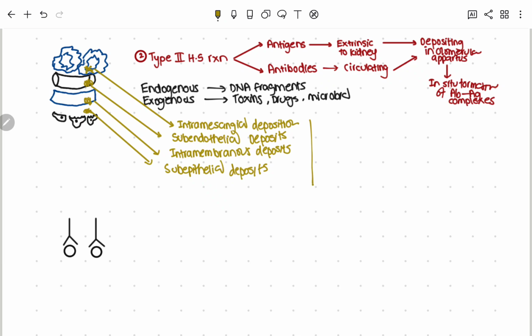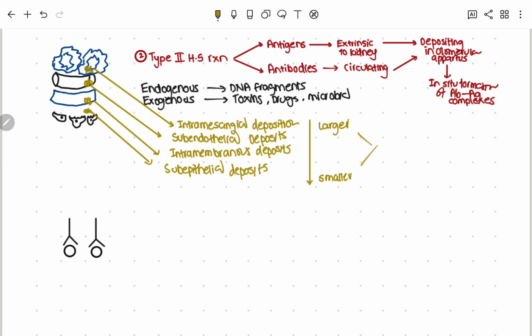And as it's quite easy to understand, the larger the antigen is, the more likely it is to deposit in the intramesangial and the subendothelial layers, whereas the smaller it is, the easier it is for it to pass through the layers of the glomerular apparatus and end up somewhere in the subepithelial layer. And so the smaller it is, the deeper down it can go, and the larger it is, the more likely it is to just be stuck within the superficial layers of the glomerular apparatus, right?